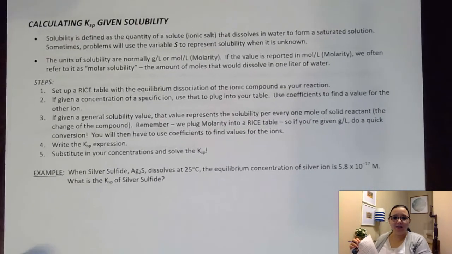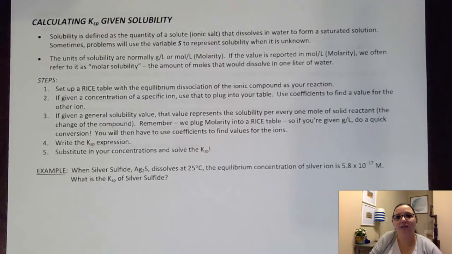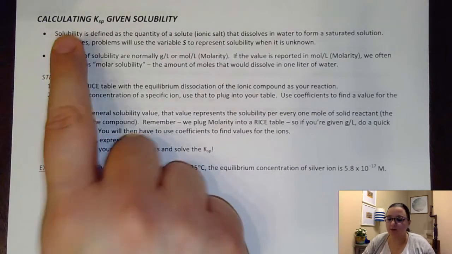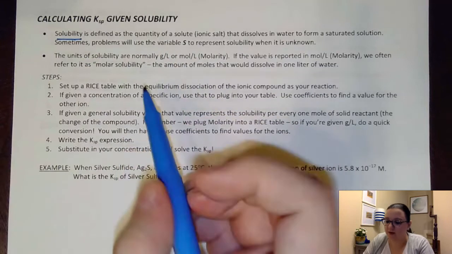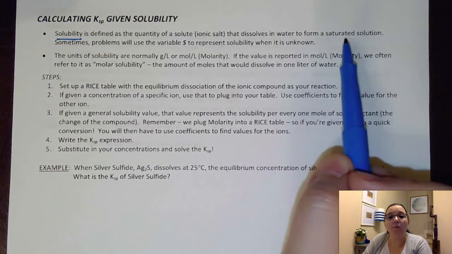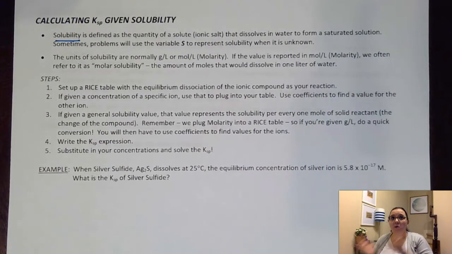Okay. On the next page, we're going to start the process of seeing how we can use all of our information in a RICE table for KSP. There's one term I want to talk about for just a second before we do our math, and that is this term here called solubility. It says solubility is defined as the quantity of a solute, an ionic salt, that dissolves in water to form a saturated solution. So when our solution is considered saturated, what's the maximum amount that I would be able to dissolve? We're going to actually be able to calculate that value with our problems, or sometimes our problems will give us that value.